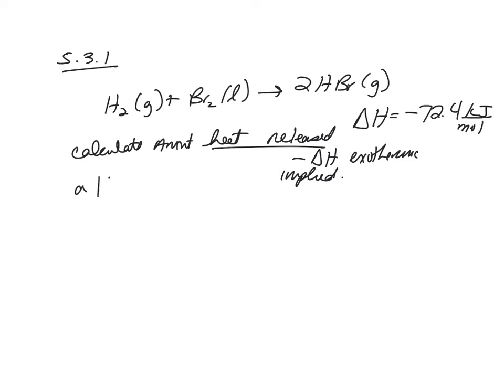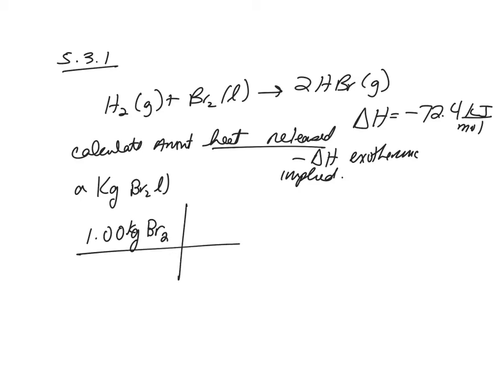When a kilogram of bromine liquid is consumed. So 1.00, we're going to make it up, how many significant figures, kilograms of bromine. Okay. So is this balanced? Yes. All right, so we've got to use this as a conversion factor. So let's do negative 72.4 kilojoules equals, we're talking about bromine here. It asks for bromine, so we're going to focus on bromine.